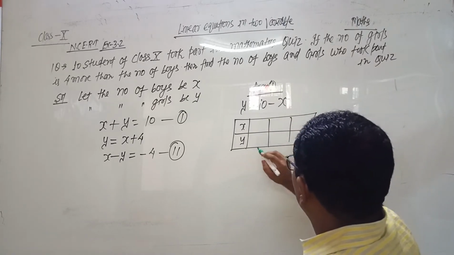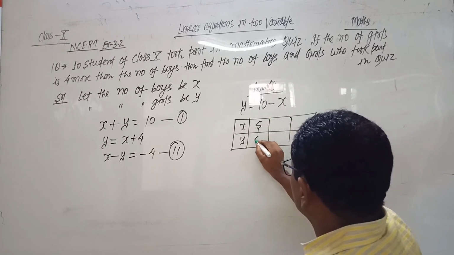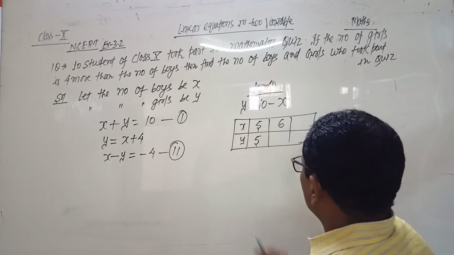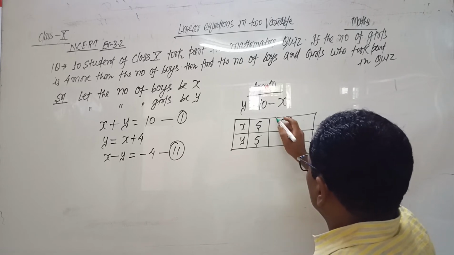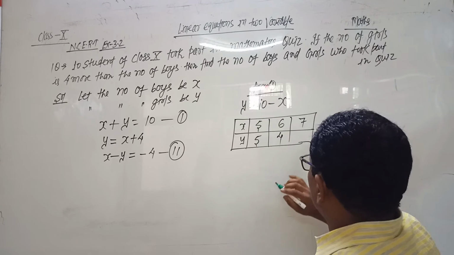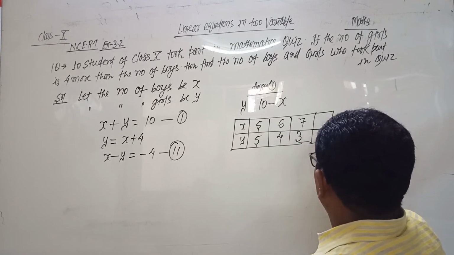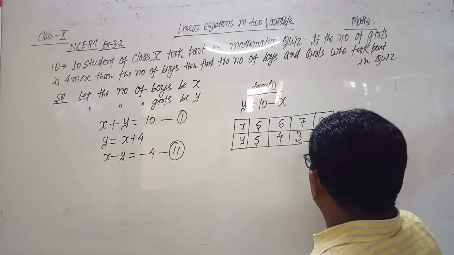When the value of x is 5, the value of y we get 10 minus 5. When the value of x is 6, then the value of y will be 4. When the value of x is 7, the value of y is 3. When the value of x is 8, the value of y is 2.